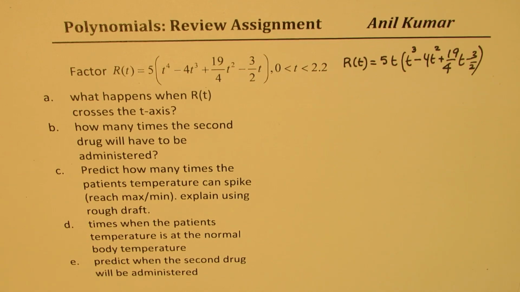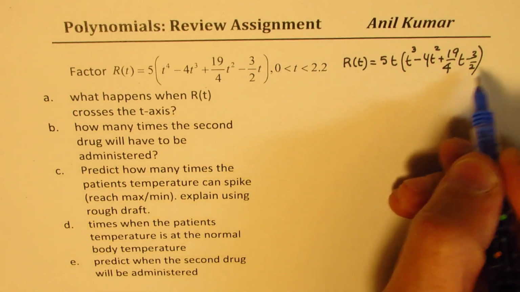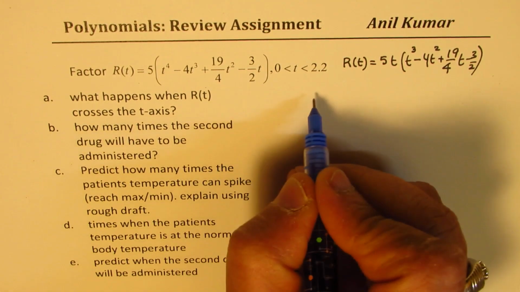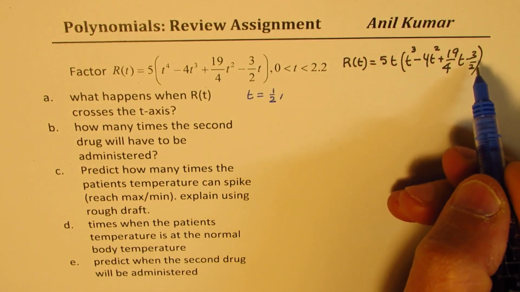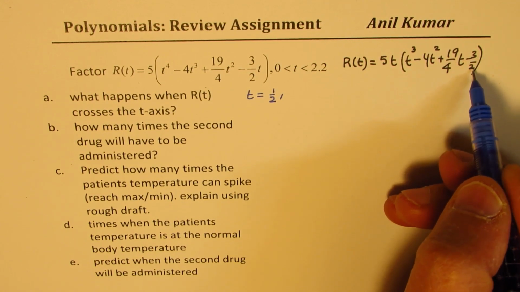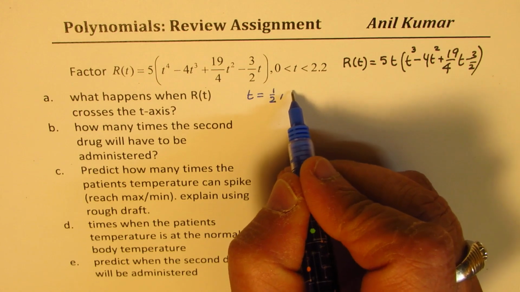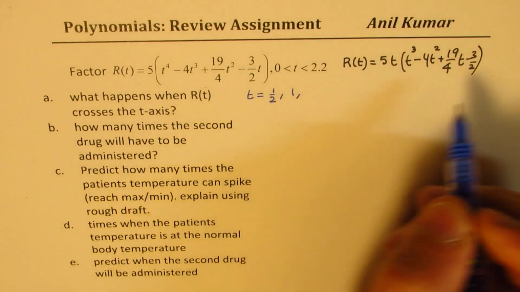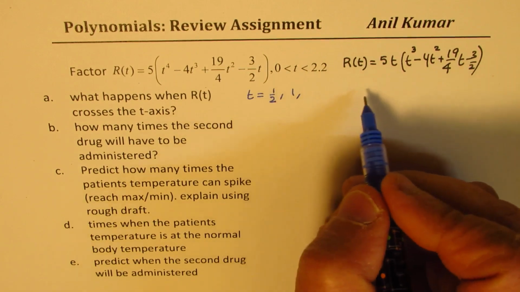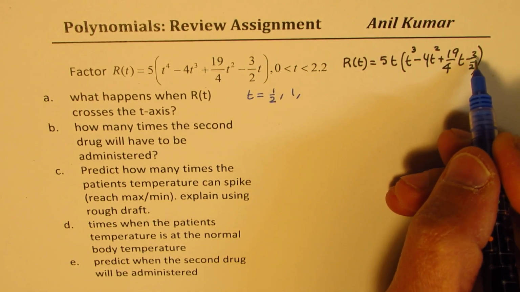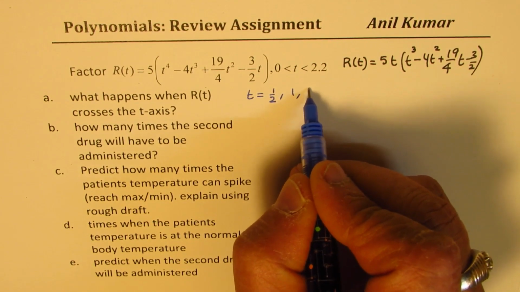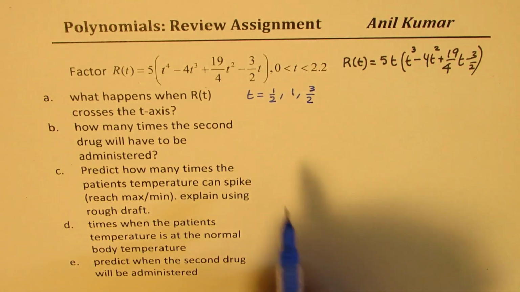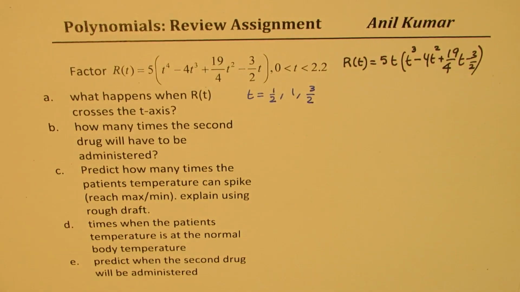So 3 by 2 suggests that we could have a half, so we could have 0.5. The possible factors which we should try are t equals half, that means factors of 3 divided by factors of 2. So we could try half, we could try 1, we could try 3 by 2 itself, which is 1.5. Let me write 3 over 2 itself. These are the possible factors.